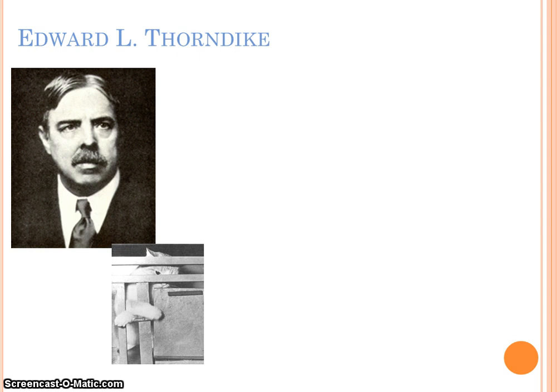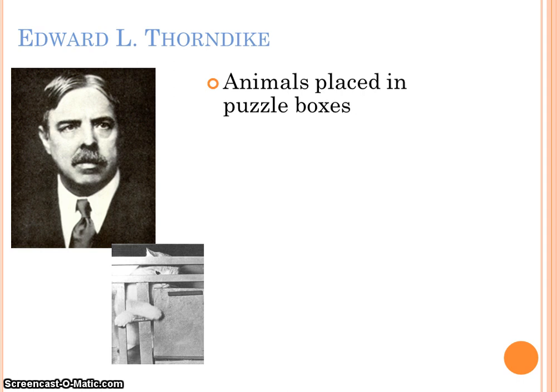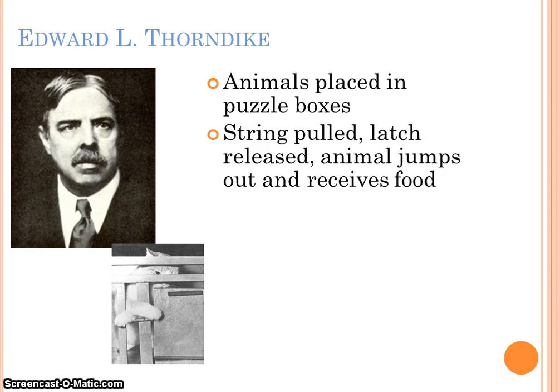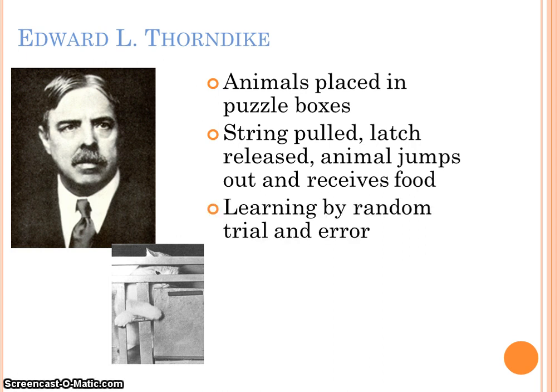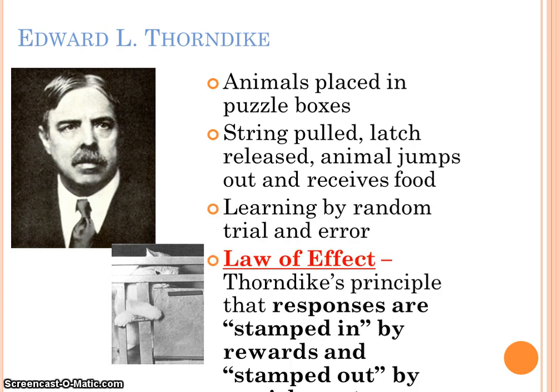The man who paved the way for operant conditioning is Thorndike, Edward Thorndike. He placed animals in puzzle boxes and taught them to manipulate a string or a latch. And when the animal was able to manipulate the string or latch, they were let out of these puzzle boxes and they received a reward of food. He called this learning by trial and error, the law of effect.